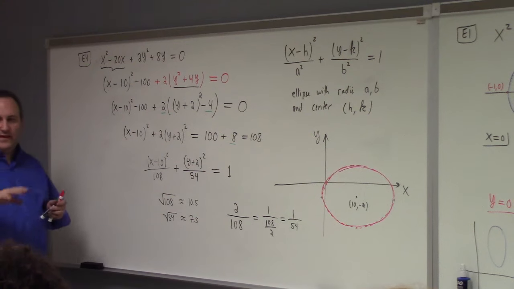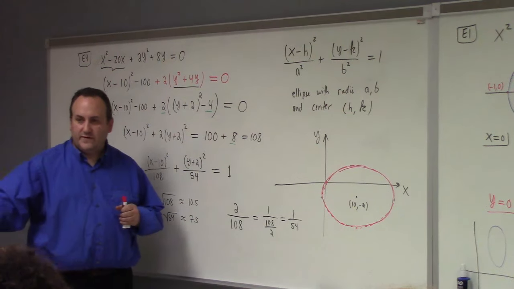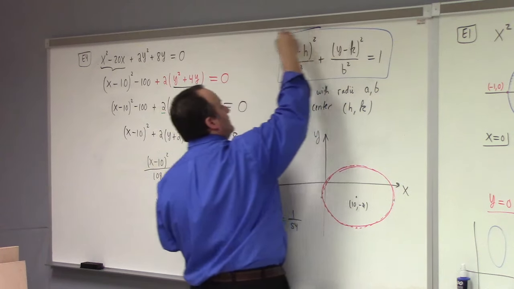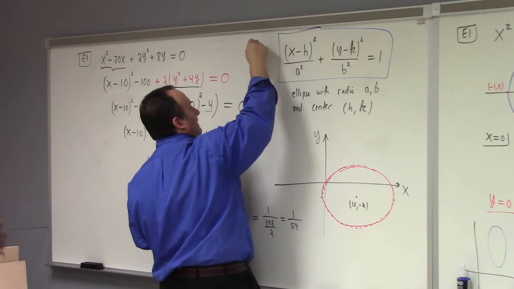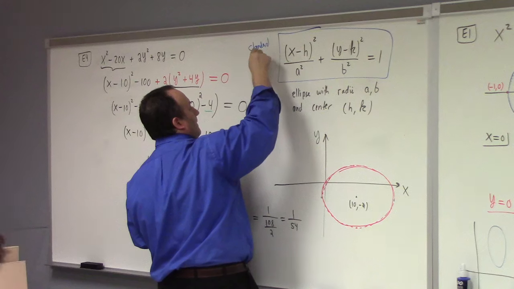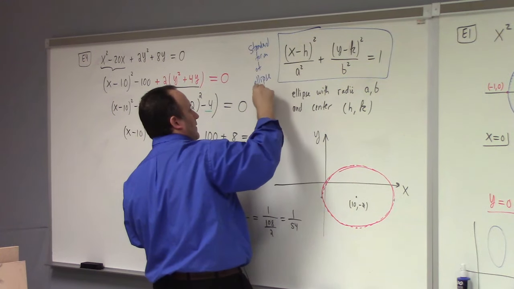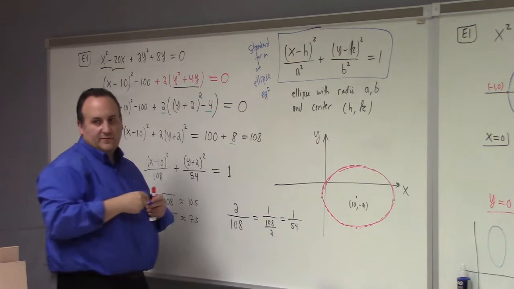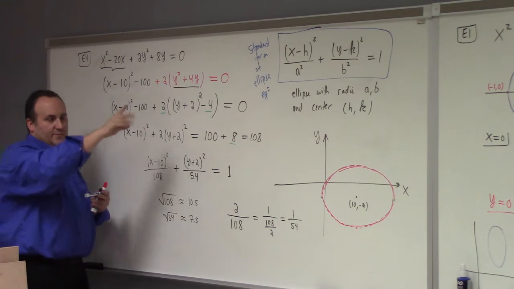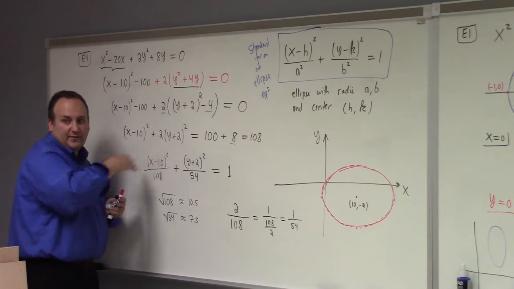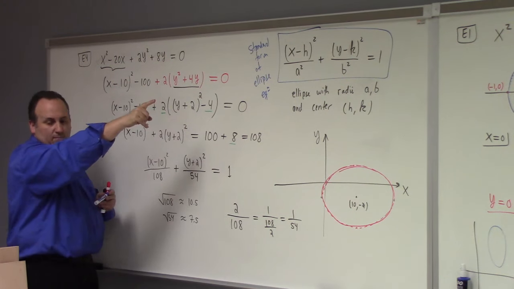Just because the pattern, the standard form for the ellipse, is up here. This is the standard form of the ellipse. To put it into the standard form of the ellipse equation, I have to put a 1 on the other side, so I have to make this 1 over here. That's why I divide by 108, to make it match that pattern.